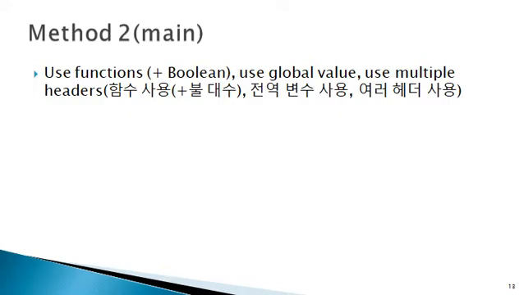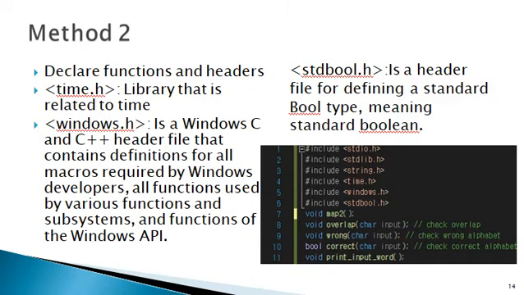Now let's talk about my method 2. This is my main code for the Hangman game. I use functions, additionally boolean, and use global values and multiple headers. Now let's see picture 1. I declared functions and headers.